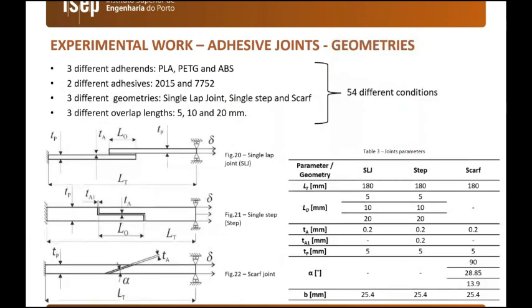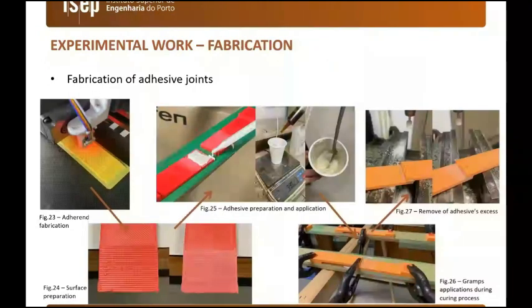In terms of the experimental part, we consider three types of joints under tension: a single lap joint, a single step joint with just one step, and a scarf joint. In all of the cases, we consider three overlap lengths, signaled by LO in the figure, between 5 and 20 millimeters. Here are some details about the fabrication process of the adherend, the preparation of the adhesive and the bonding process, and the surface preparation, with one example for a step joint before sanding and after sanding.